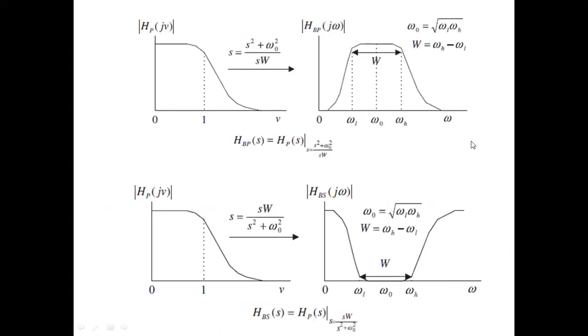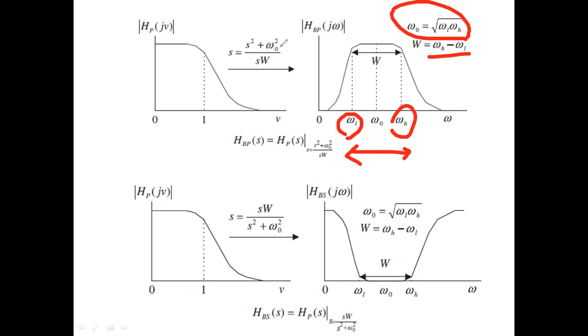Similarly, there are band pass and band reject filters. If you want a band pass filter, you need to calculate a few parameters. There's the center frequency omega naught, which is the geometric mean of the lower cutoff frequency and upper cutoff frequency. And then there is the bandwidth: the bigger number minus the smaller number, that is the bandwidth.